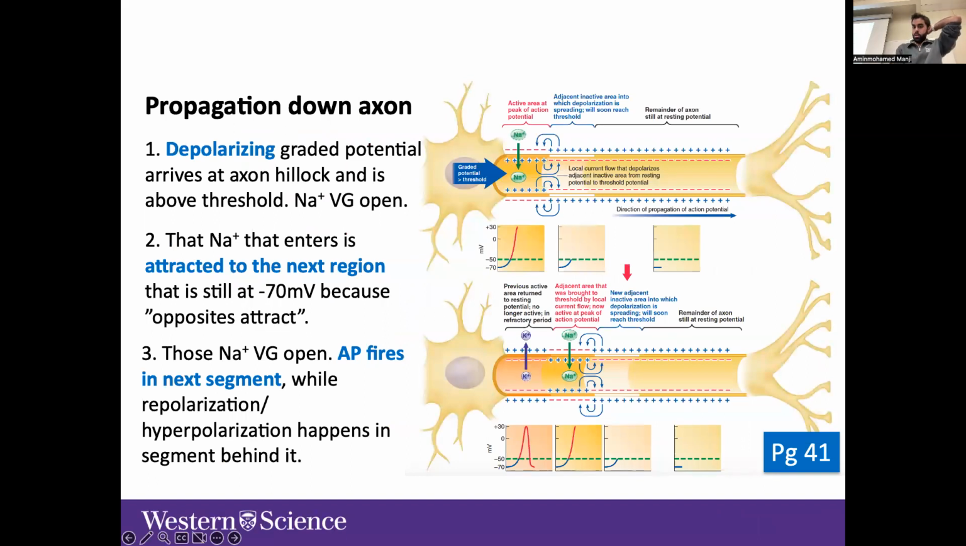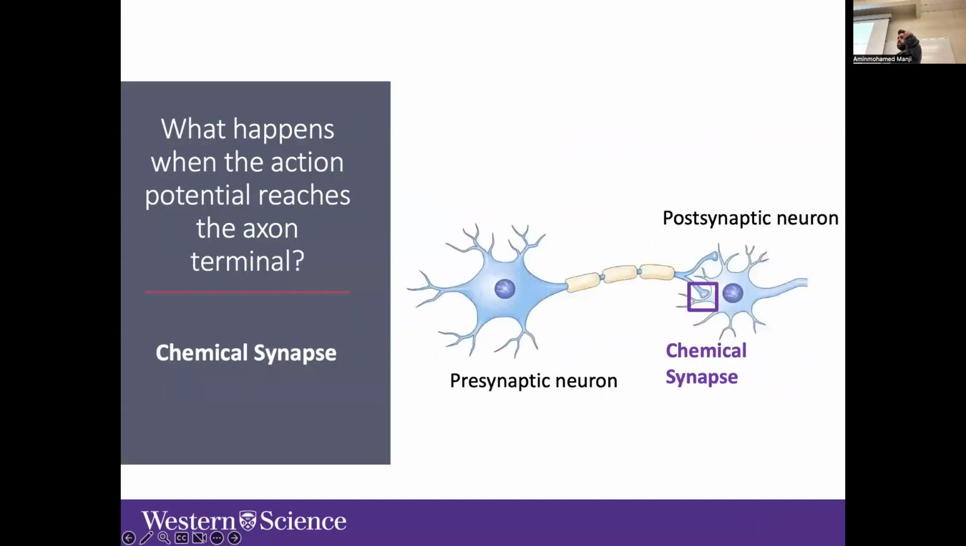Okay, let's finish off with your chemical synapse now. All of this is happening, that action potential is traveling down the axon, and eventually it's going to reach the very, very end of the axon. Again, remind me, what is that area called at the very, very end of the axon? Axon terminal, right? That is the very, very end point. What happens when the action potential gets there?